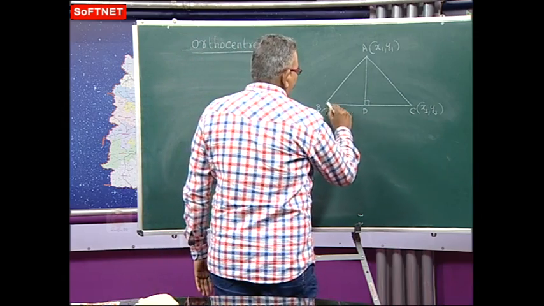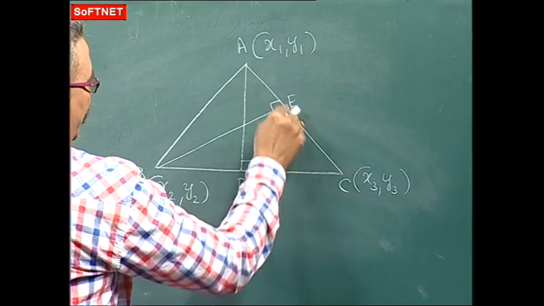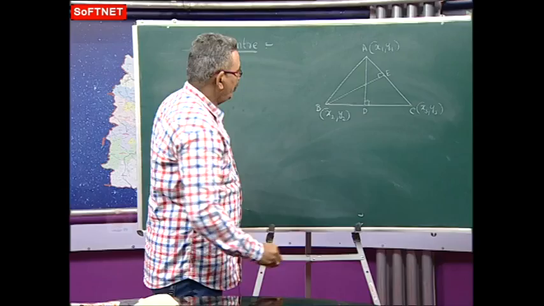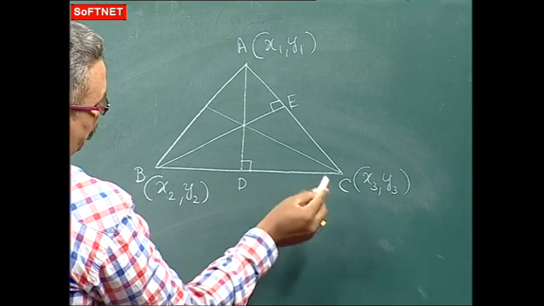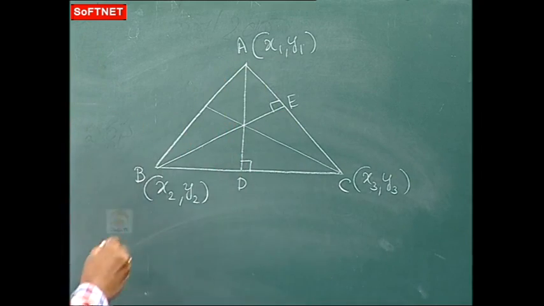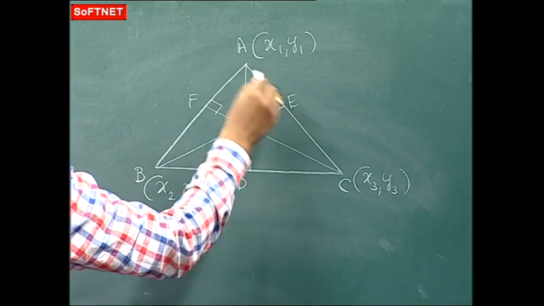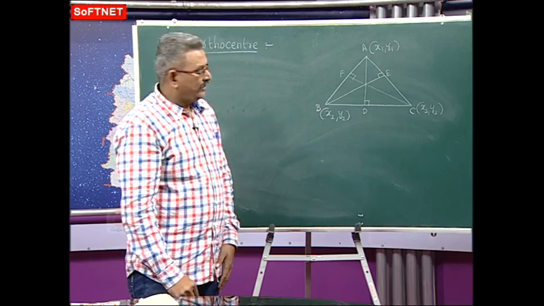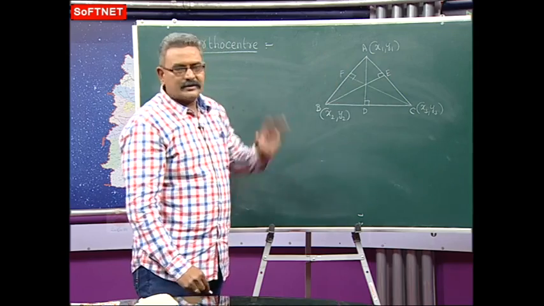Now draw the perpendicular to the opposite side. E is the foot of the perpendicular on AC from B. Now similarly, you drop the perpendicular from C to the opposite side AB. Say this is F. D, E, F are known as feet of the perpendiculars.